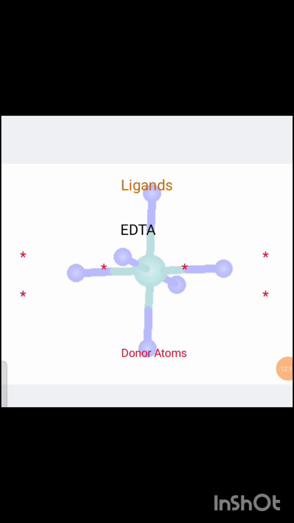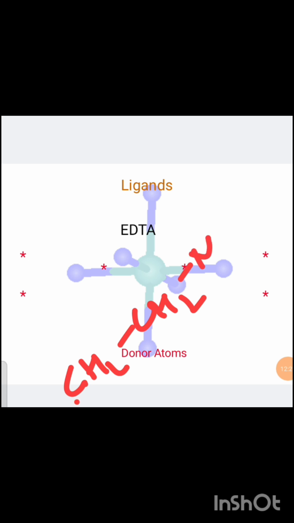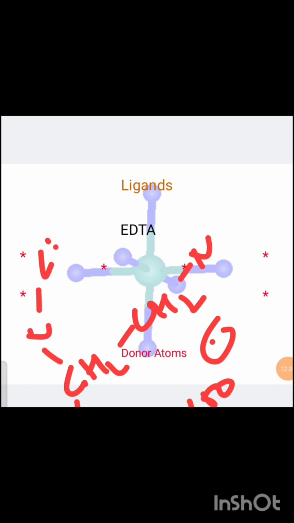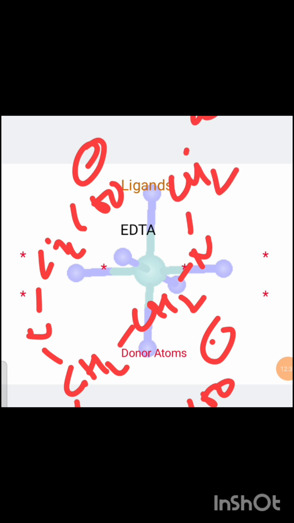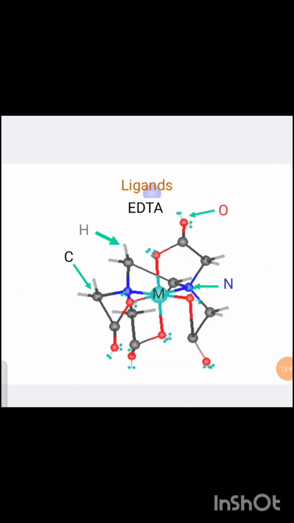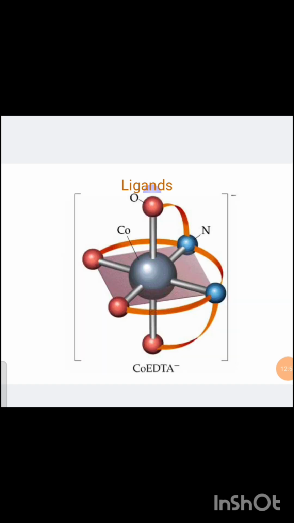So EDTA, the structure of which I have also discussed earlier: there are two N atoms, and each N carries CH2 COO minus groups. This is the structure of EDTA, and it combines with the metal. This is the ethylene diamine tetraacetate.